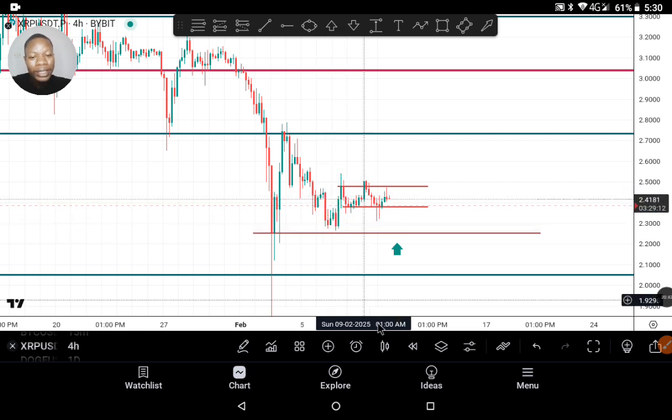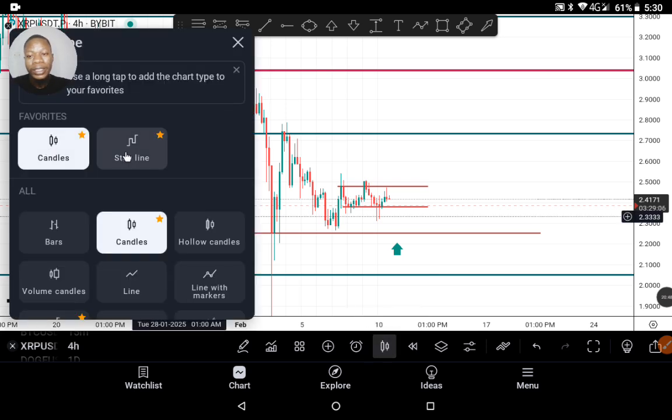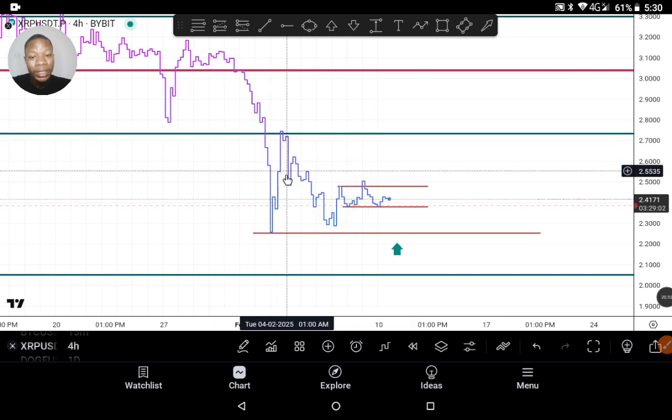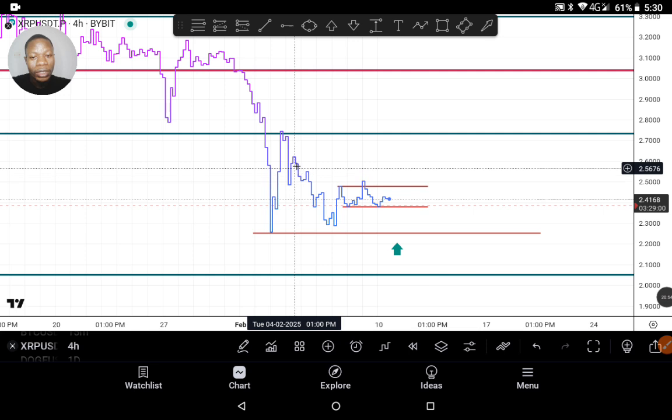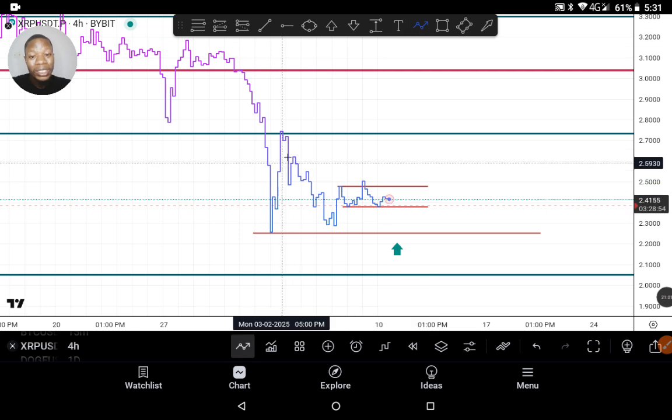I hope you can see this. Sometimes if you can't see it clearly, you can decide to use this chart type and select step type, so you'll be able to see the steps very well. You can see the step down, push, lower high, lower low, lower high. Let me mark it. I just want it to be very clear for you.